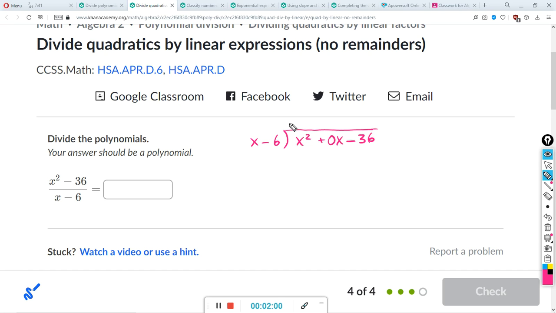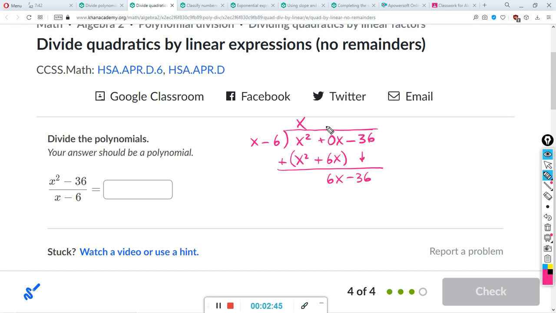So we say, what times x will give us x squared? Well, that's just x. And then you do x times x is x squared. x times negative 6 is negative 6x. And you use parentheses here because we're going to subtract this whole thing. x squared minus x squared is 0, and 0x minus negative 6x. Remember, two negatives in a row make it positive. So 0x plus 6x. And you bring down the negative 36.